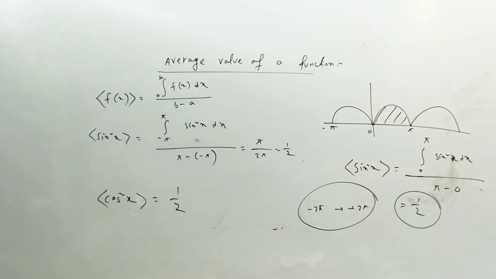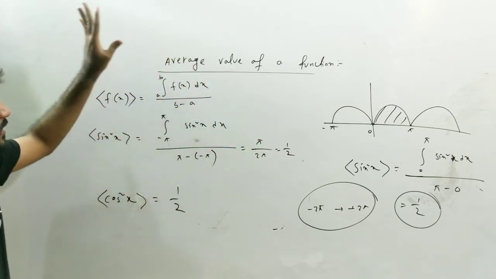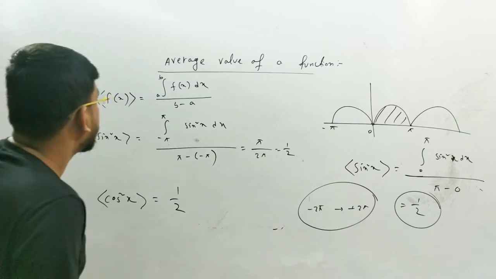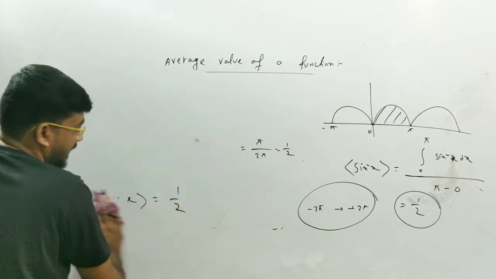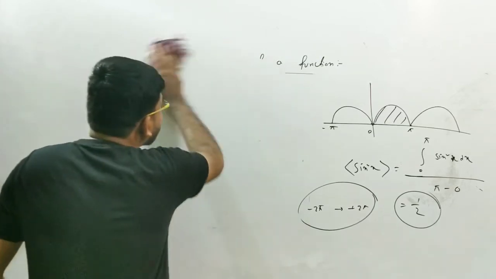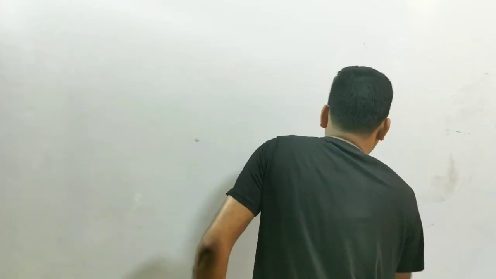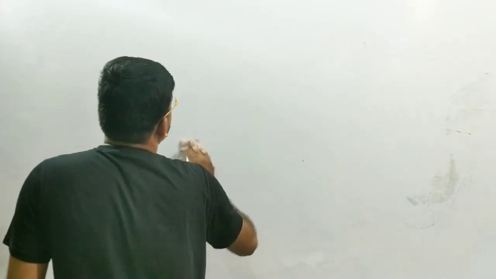So this is how you can remember and predict the result by using the graph instead of solving the integration conventionally. So this is all about the average value of the function. And now I want to give you a list of these kinds of integration that we will use in Fourier series.